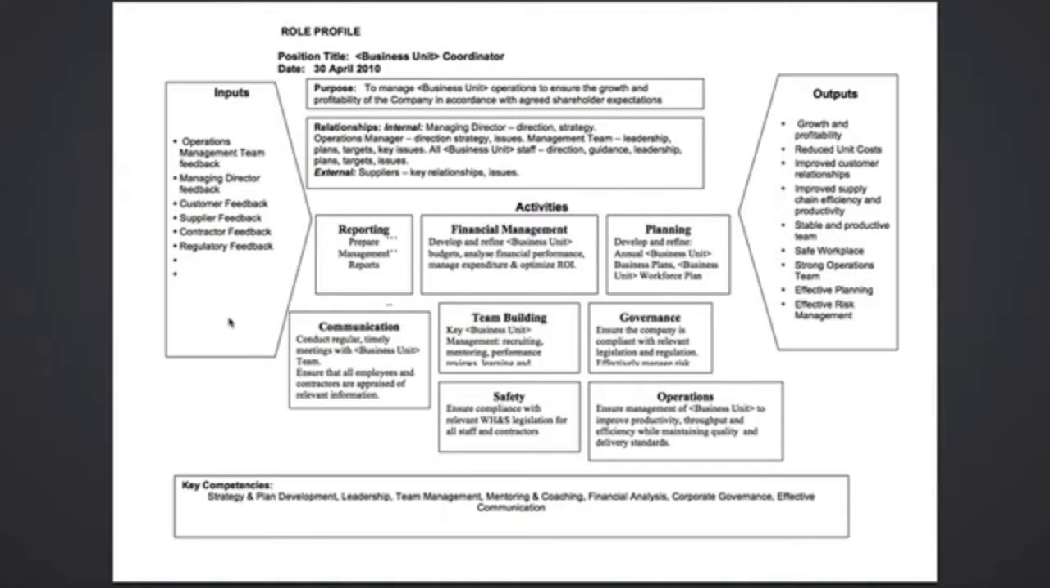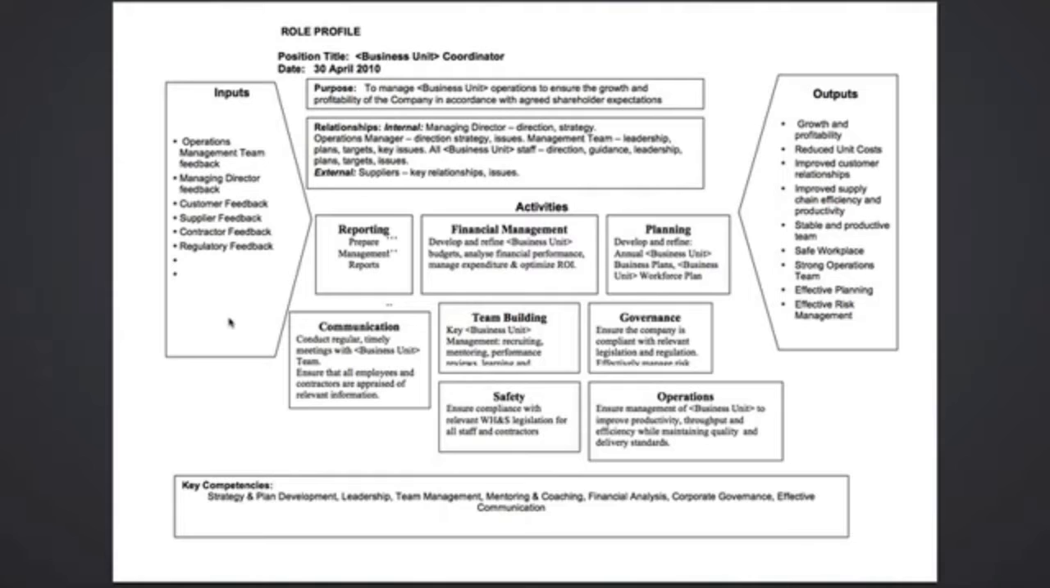And then the next step is to go to the outputs and think about what the outputs need to be from this job. So what are the tangible, concrete things that we need to deliver out of this job? In this example, it's a business unit coordinator. We want to have growth and profitability, reduce costs, improve relationships, stable teams, safe workplace, all that sort of thing.